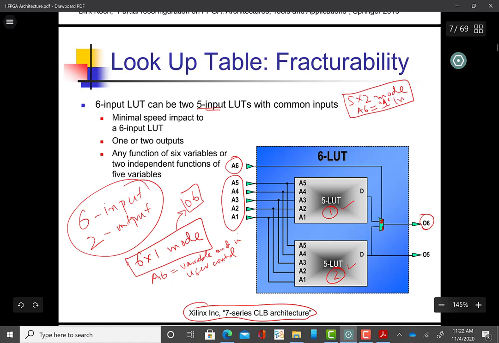In this case, it is not user controlled. It is controlled through the configuration bit stream. Okay. So in that case, A6 is permanently 1 and both O6 and O5 outputs are active. So the output of the first LUT is achieved through O6 and the other one is through O5. Okay, so this is how it works.